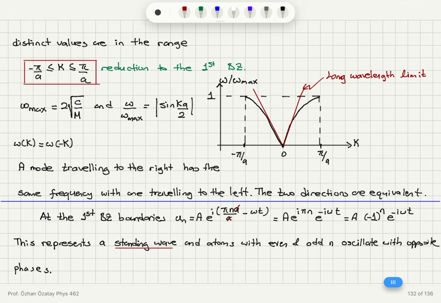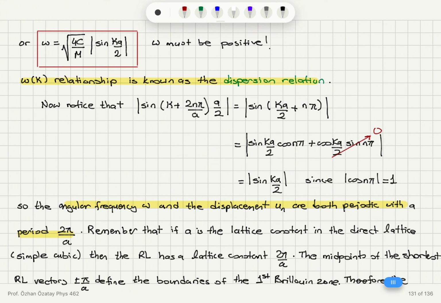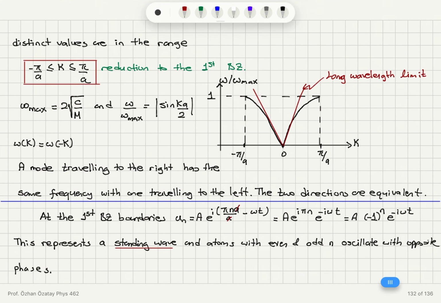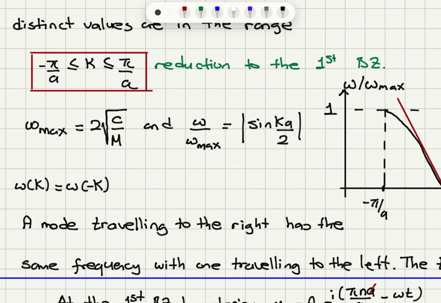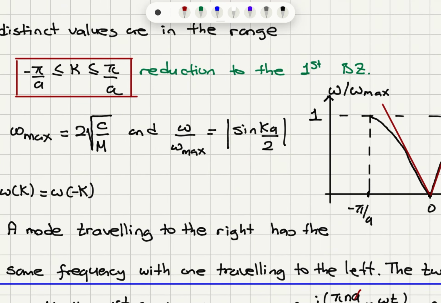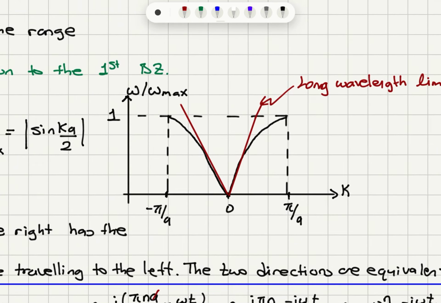So omega is square root of 4c over M, absolute value of sine ka over 2. What is the maximum value of this? Well, the absolute value of sine ka over 2 will have a maximum value 1. So we will have 2 square root of c over M as the maximum angular frequency. So omega divided by omega maximum is the absolute value of sine ka over 2. So if I plot this between minus pi over a and plus pi over a, I see basically half a sine between 0 and plus or minus pi over a.